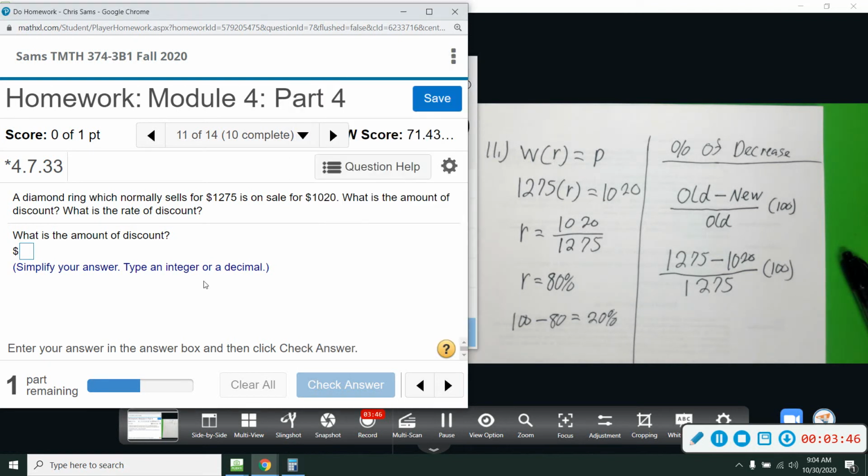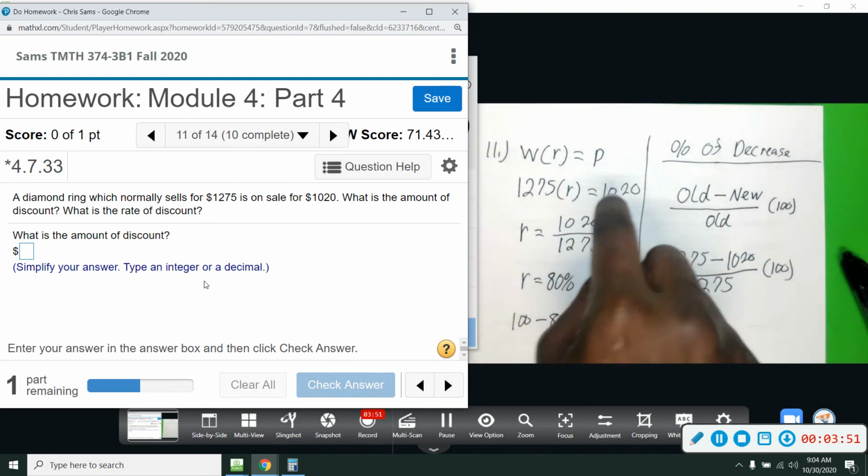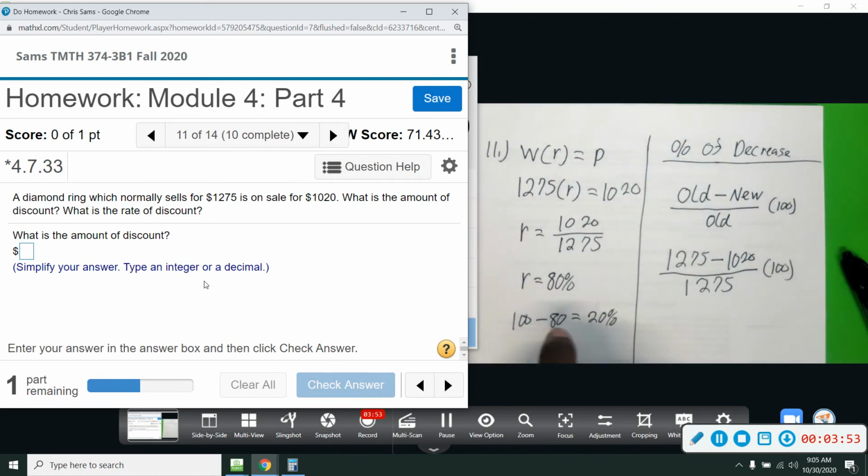So this way just kind of lets you keep doing the same thing, but you have to realize that this is the part. This is 80% of what you have. If you want to find the discount, you have to subtract that from 100. A little bit different when you're trying to find the discount.